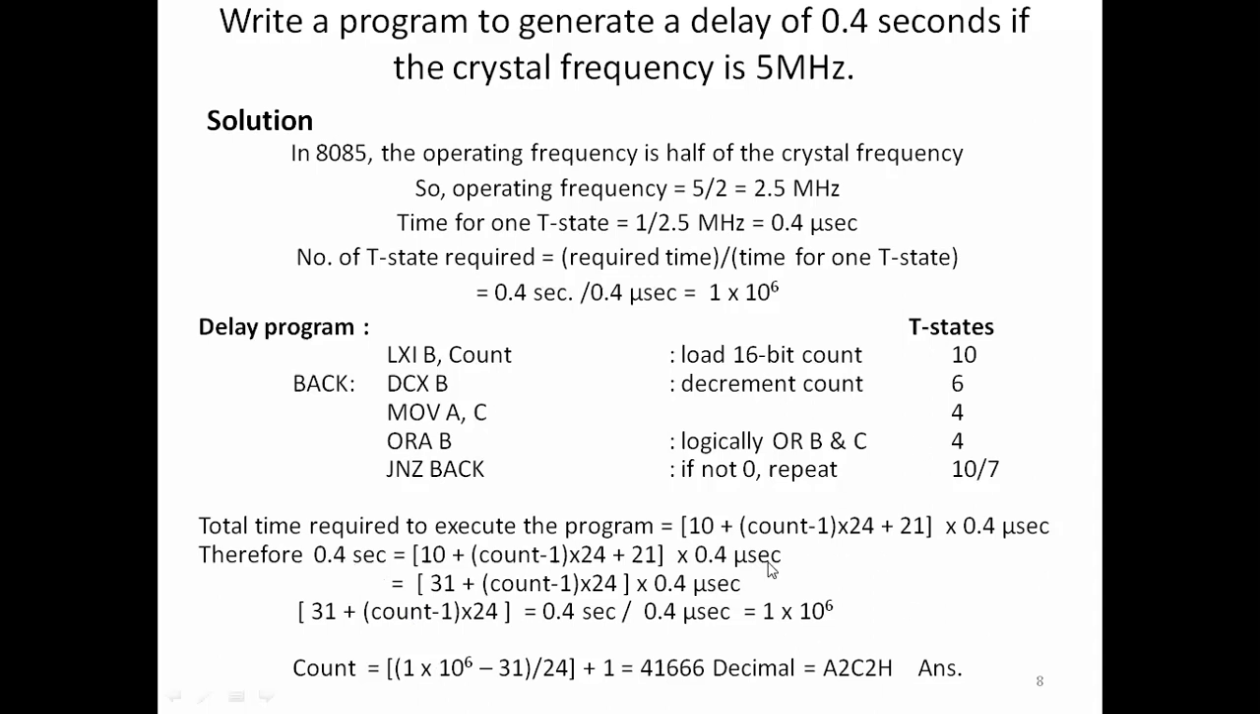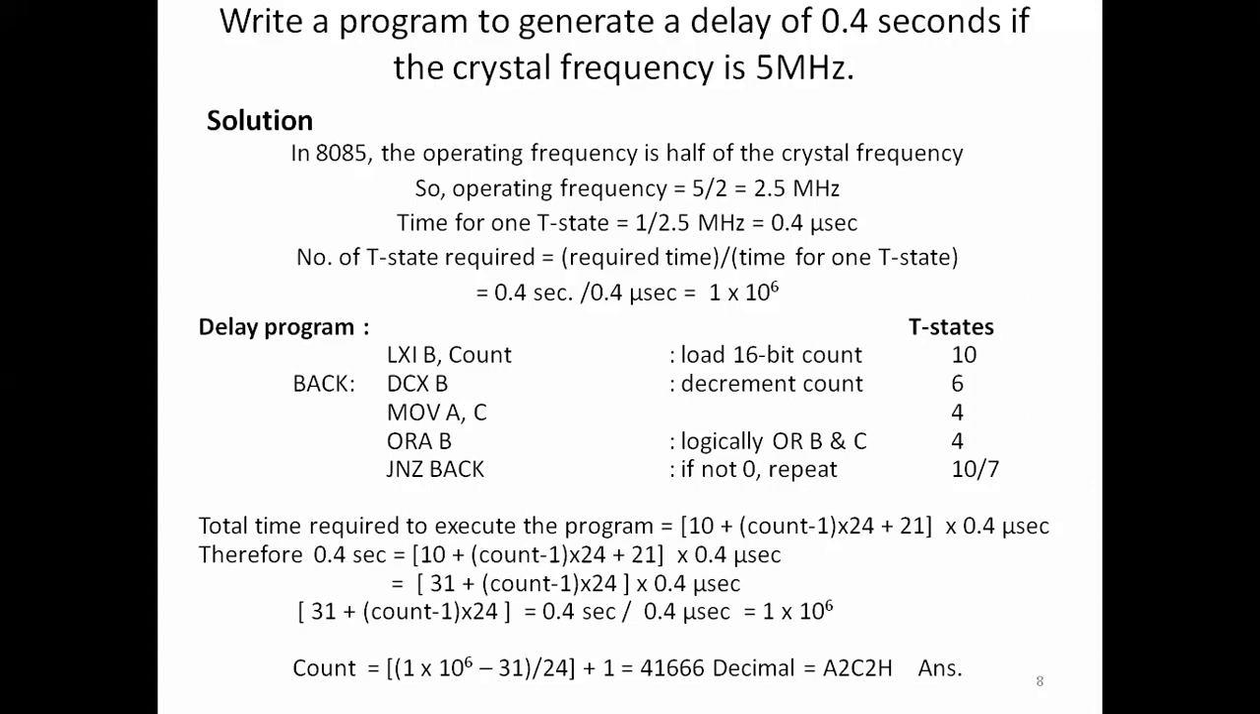So for this kind of problem, it is not only to calculate the count value, but to write the program as well as to calculate the count value, then only this problem is said to be completely solved. To generate a delay in this particular program, we have used the BC pair register, a 16-bit count into the pair register.